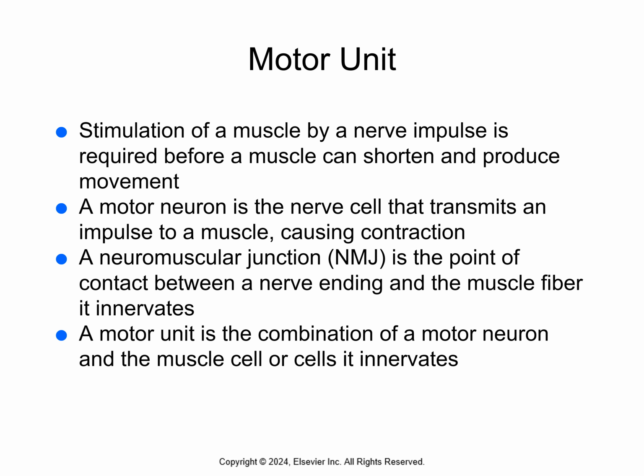So let's look at motor movements and how this happens. If you turn to page 229, we're going to talk about motor movements. Stimulation of a muscle by a nerve impulse, a motor nerve, is required before a muscle can shorten or produce a movement. So a motor neuron is a nerve cell that transmits the impulse to the muscle, causing the contraction.